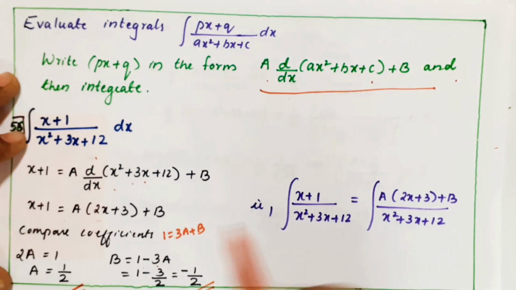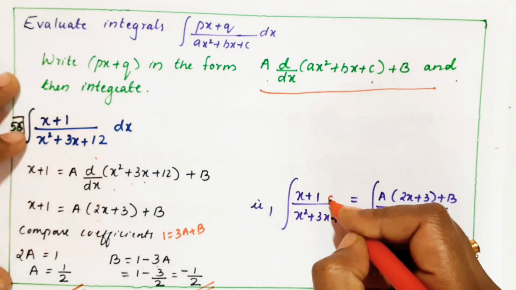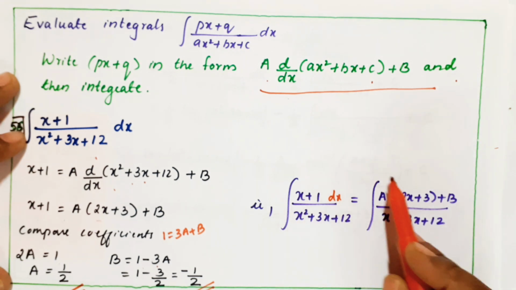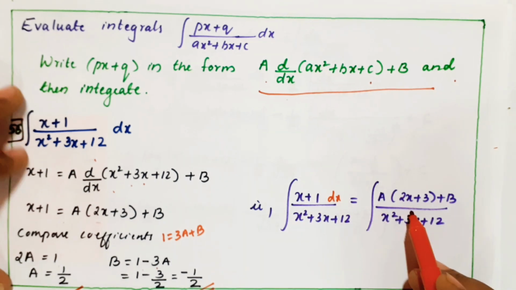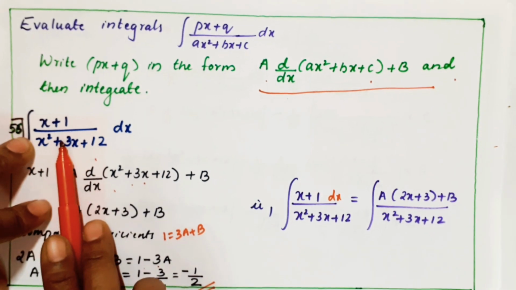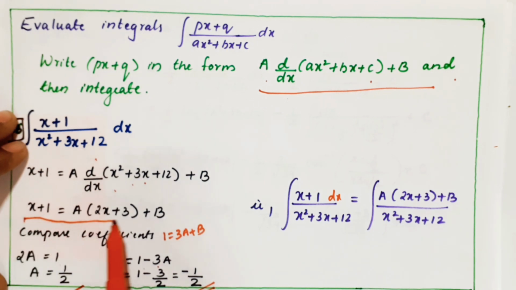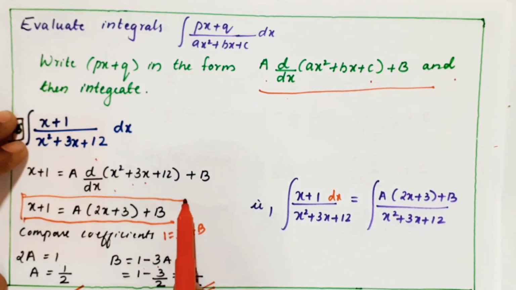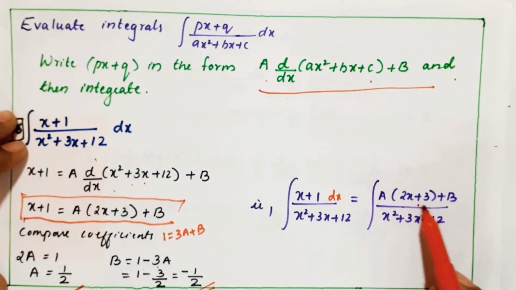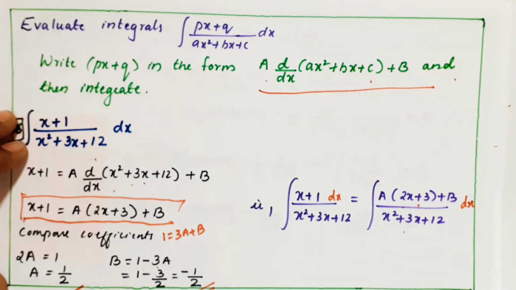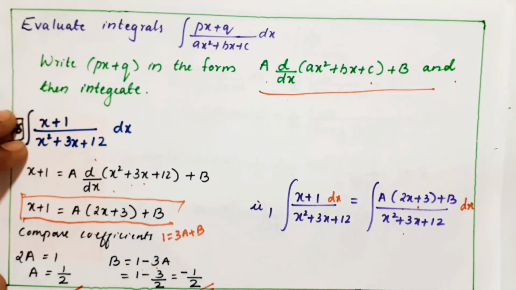So I can write this question as integral of x plus 1 dx divided by x square plus 3x plus 12 equals integral of, instead of this numerator, I can write this term: a into 2x plus 3 plus b, by x square plus 3x plus 12, dx. Like this I changed my question.